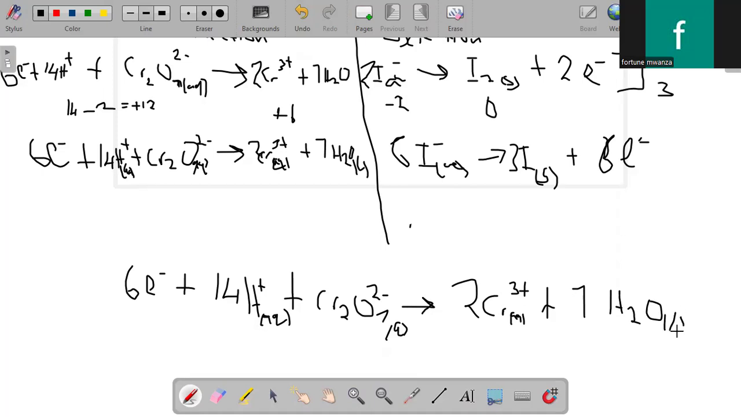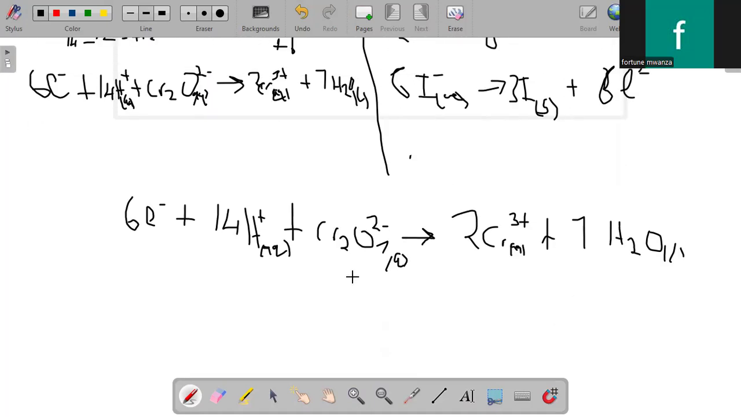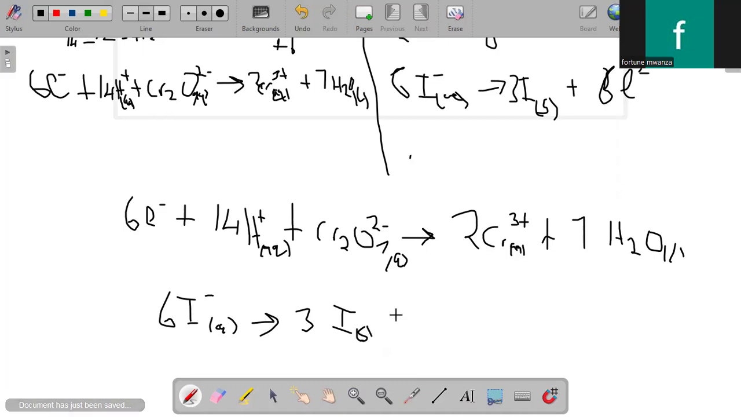Okay, I bring the other one, which has 6 I-, iodide ions, aqueous. So this gives me 3 I2, iodine solid, plus 6 electrons there. So that's what I'm having.